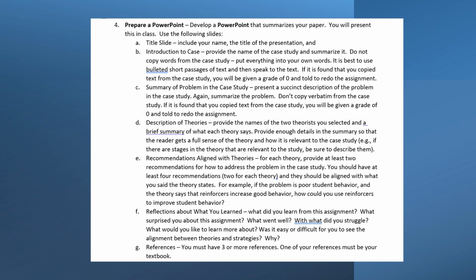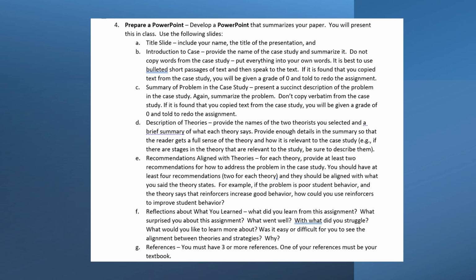Please don't copy text verbatim from the case study. I can't emphasize this enough. If you do copy and paste text right from the case study, you will be given a 0 and told to redo the assignment. So you need to put things in your own words.